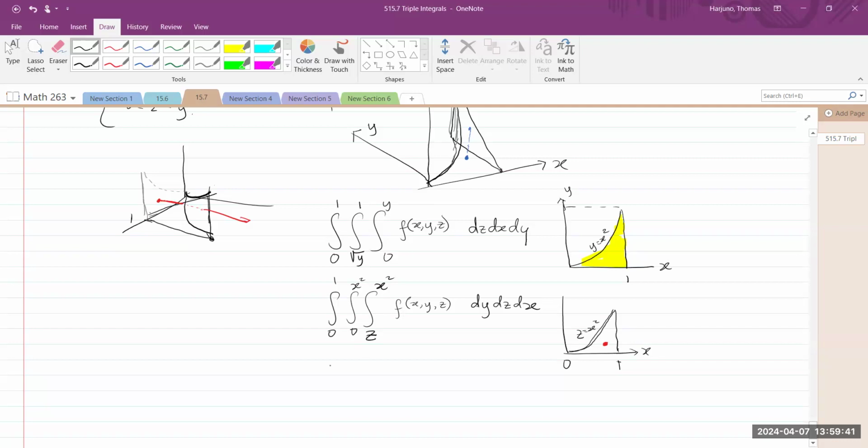Now let's see if we have a different order, but not too much different: dy dx dz. So you will see the same region here, dx dz, right? Now our z will be moving from 0 to 1. Our x, however, will be from square root of z up to 1. And then once we get that region covered in the outer two integrals, the inner integral will be the same as the previous one, z to x squared.